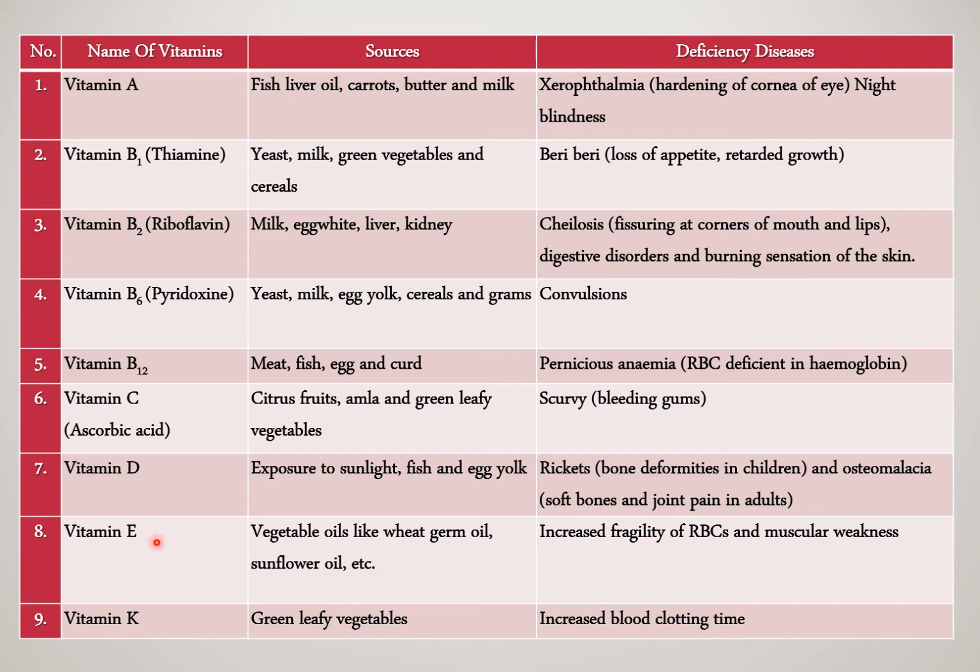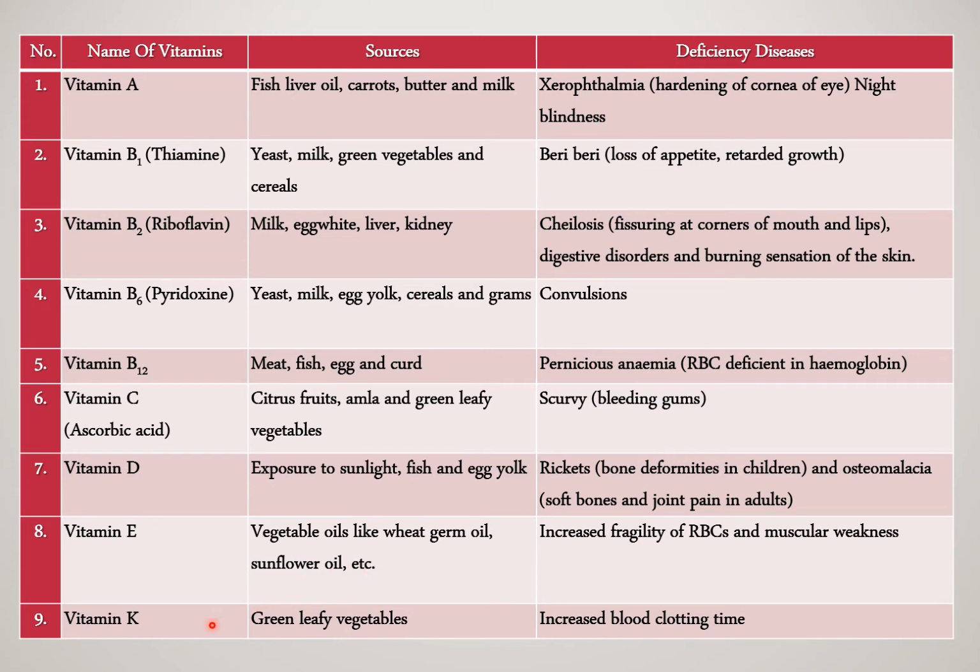Vitamin E, the deficiency of which will cause muscular weakness and fragility of RBC, which otherwise break down quickly, and this is sorted out by taking vitamin E from sunflower oil, vegetable oils, wheat germ oil, etc.